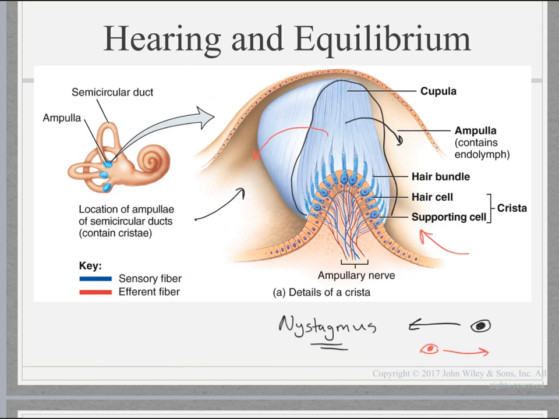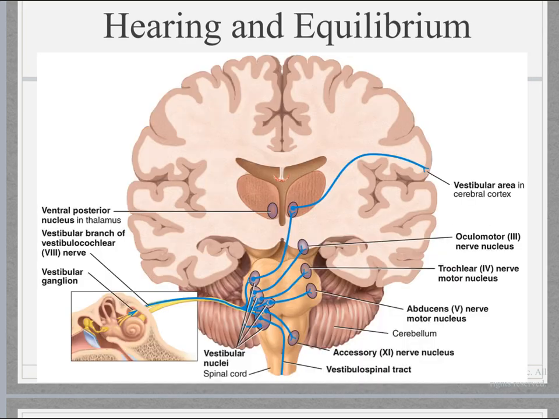The test that we can use to check for dynamic equilibrium is called Bárány's test, and we do this in lab. We can follow our first, second, and third order neurons for equilibrium or balance. We follow from the vestibular branch, first order, into the medulla oblongata. At the medulla oblongata, we're talking about the vestibular nuclei located there, and then up second order neuron to the thalamus, and then third order neuron to the vestibular area of the cerebral cortex.